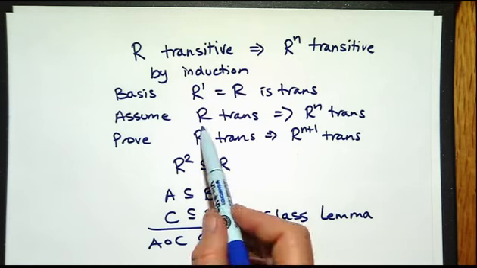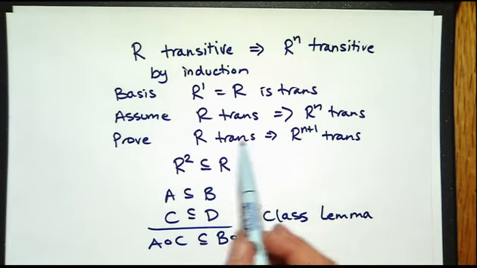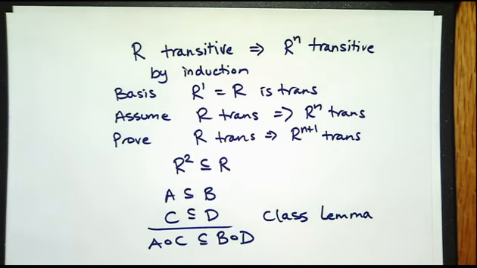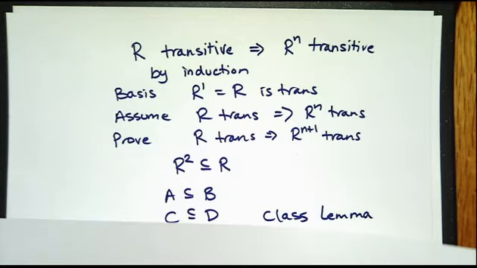So this statement, in order to do the proof, I copy it over and I put an n plus 1 wherever I see an n. So I'm going to assume that if R is transitive, then R to the n is transitive, and I need to prove that if R is transitive, then R to the n plus 1 is transitive. I'll just work it. If you need to go, go ahead and go.